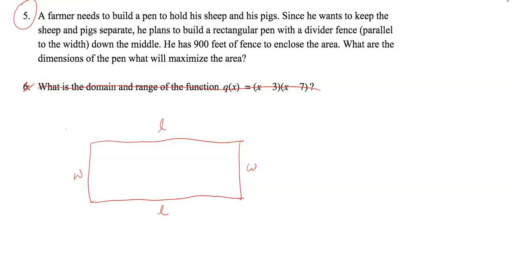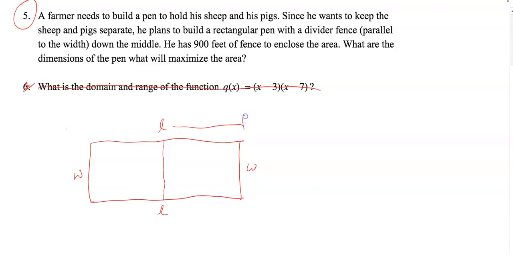A farmer needs to build a pen to hold his sheep and his pigs. He wants to keep the sheep and pigs separate. He plans to build a rectangular pen, so there's a rectangle right there. You draw your diagram, and a divider fence parallel to the width down the middle. So he needs a divider fence right here, parallel to the width, and that's down the middle.